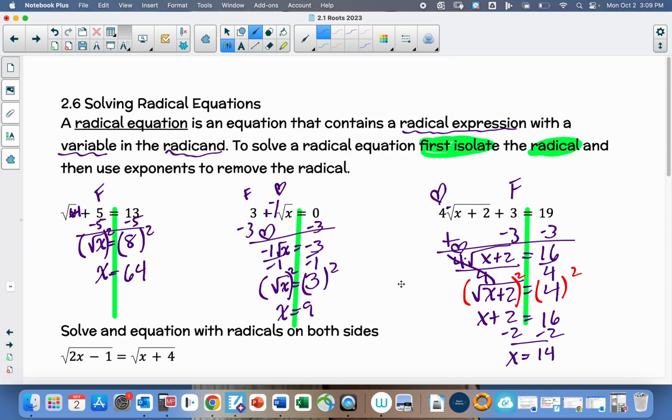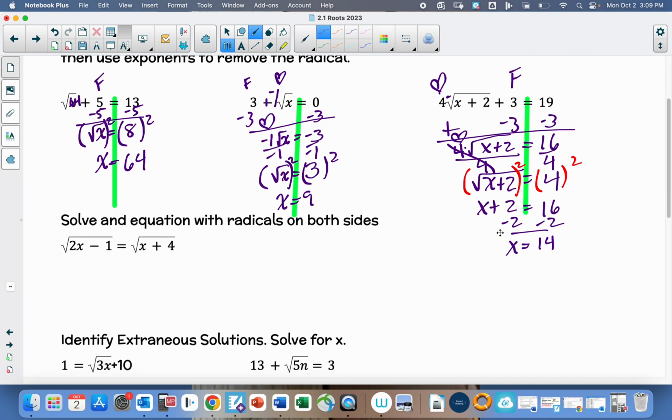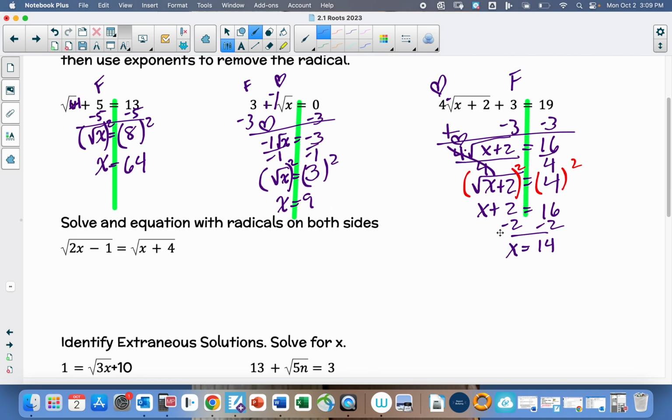And again, going back and plugging in to make sure that these answers work is important because we do have extraneous solutions. All 3 of these first ones do work when you plug them back in. Okay? So like on this second one, when I plug 9 in here, the square root of 9 is 3, but 3 times -1 is -3 plus +3 is 0. Or here, if I put 14 in, 14 plus 2 is 16, but the square root of 16 is 4. 4 times 4 is 16 plus 3 is 19, so they check.